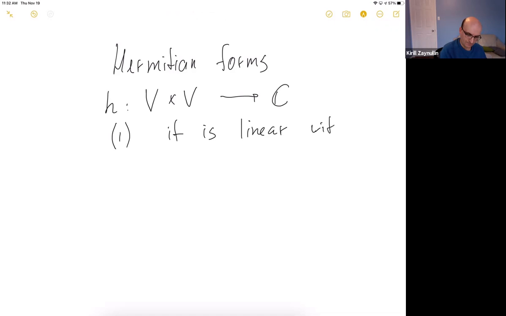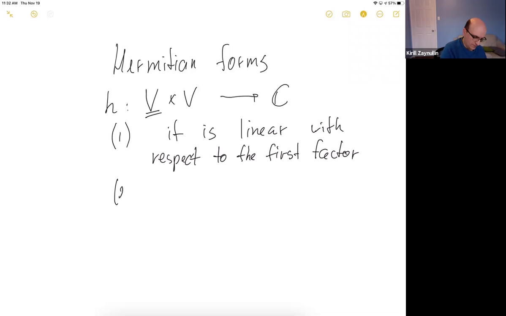with respect to the first factor, to this one. And it is antilinear in general, so antisymmetric in general, right? Antisymmetric in general, meaning that h of x comma y is the same as h of y x bar, where bar is the complex conjugation.